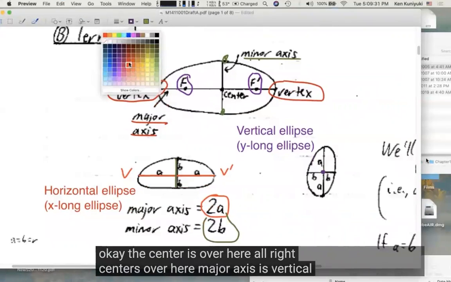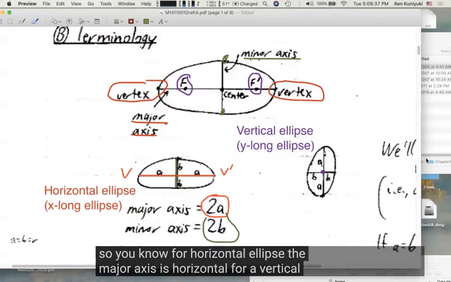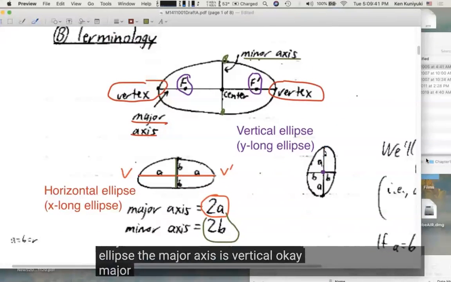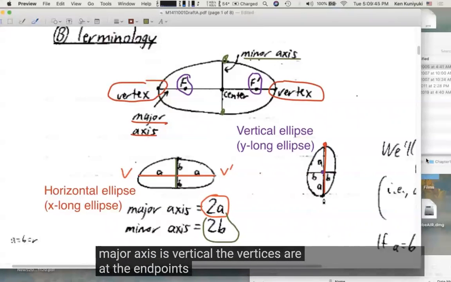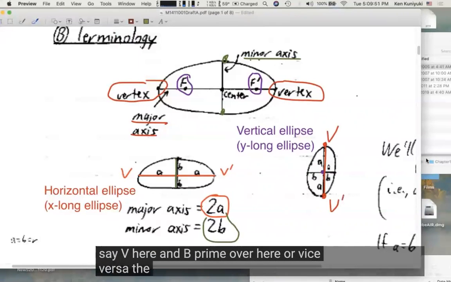Major axis is vertical. So, you know, for a horizontal ellipse, the major axis is horizontal. For a vertical ellipse, the major axis is vertical. The vertices are at the endpoints of the major axis. Let's say V here and V prime over here, or vice versa. Right? The foci, by the way, would lie on the major axis.